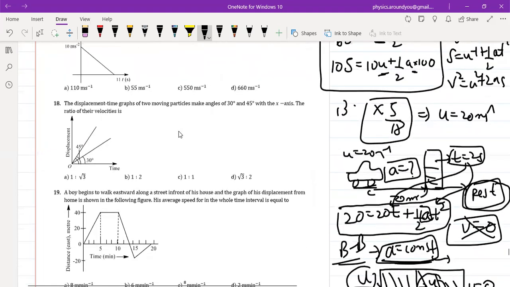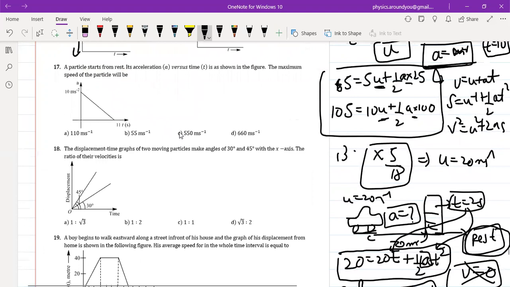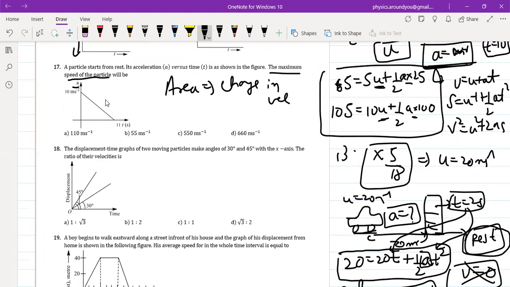Now, question number 17. 17 is a cliche question. Many times it has been discussed in the class also. The maximum speed of the particle, AT. So, area under AT graph will always give you change in velocity. So, wherever the area is maximum, their change will be maximum. Change is nothing but final velocity minus initial velocity, which is rest, so 0.